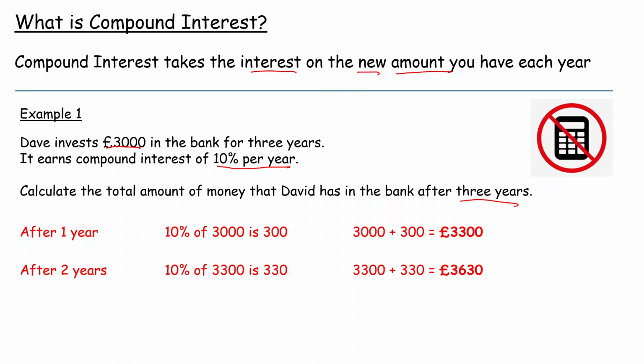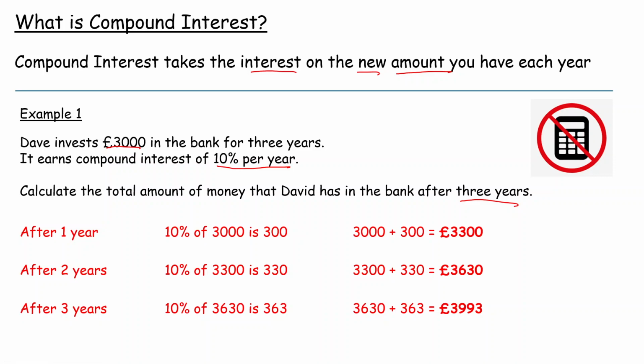So then again, the new amount is 3,630. After the third year, you find 10% of that new amount, which is 363, and you add it on to what you're currently at. So 3,630 add 363, and we get to £3,993. So after 3 years of having your money in this bank account with 10% interest, you've now got almost £4,000. You've almost earned £1,000 for doing nothing with your money.